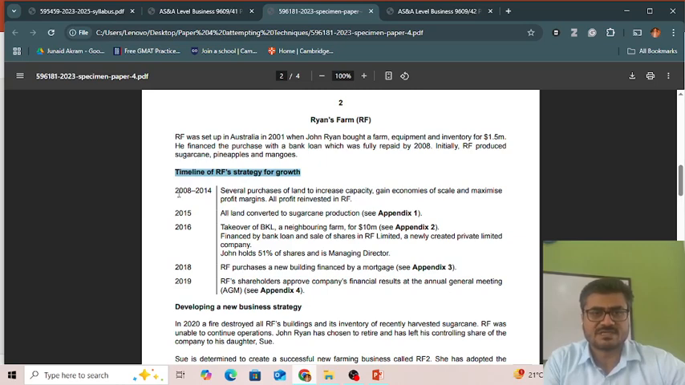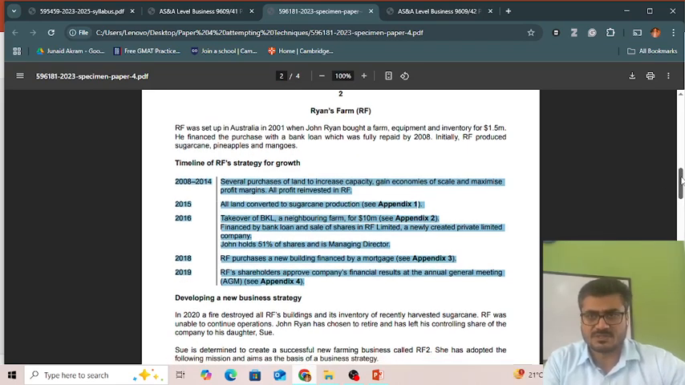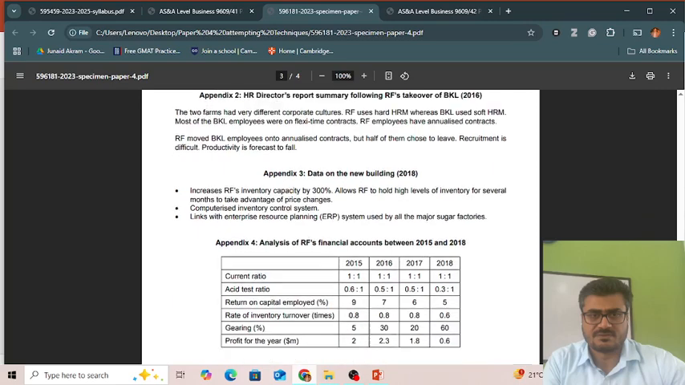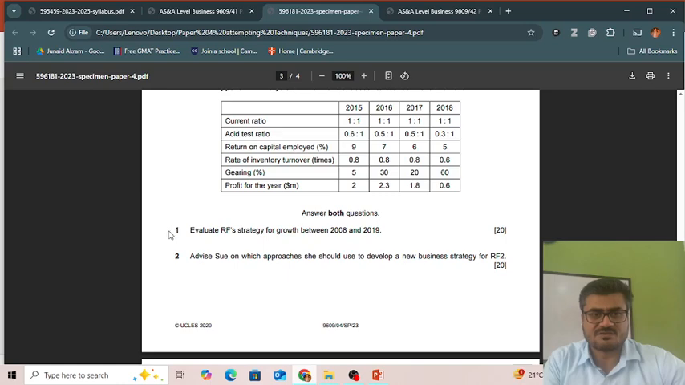So we can see what happened between 2008 and 2014, what happened in 2015, 2016, 2018, and 2019. The first question will be based on all these years, and obviously you need to see the appendices as well. So the first question is a timeline question. This is an example of a timeline question.